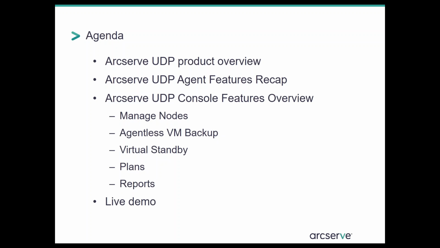We'll take a look at how we can perform agentless VM backups. We'll take a look at the virtual standby feature. Virtual standby lets you take a recovery point or a backup and convert that into a powered-off VM in Hyper-V or VMware. We'll take a look at how all this works together and how we can run the backup and copy recovery point and other agent features through the console using plans. And we'll take a look at some of the reports that are available.